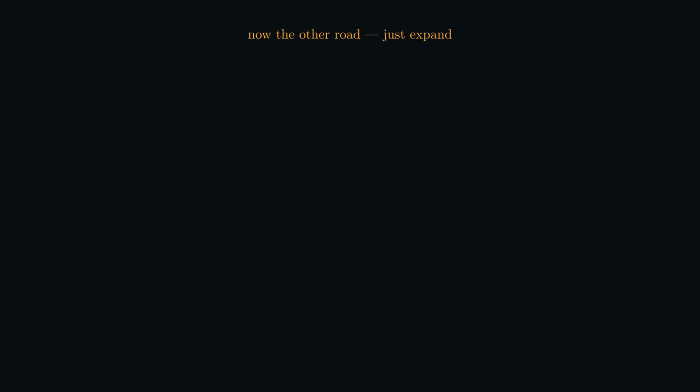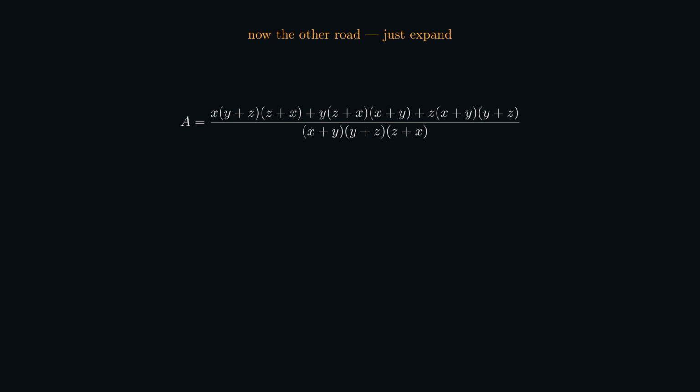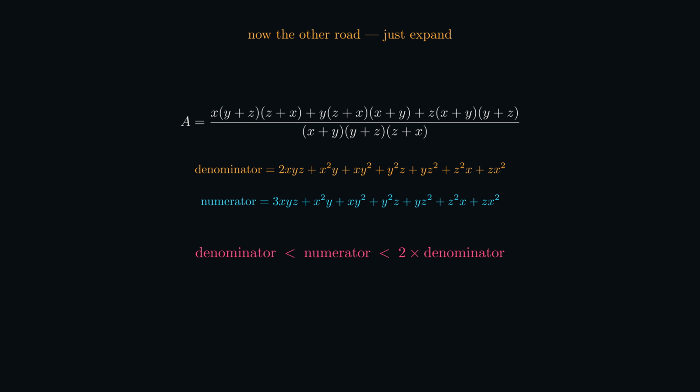Now the other road, and here is where the argument turns on itself. Refuse to be clever. Put A over a common denominator and expand everything. The denominator becomes 2xyz plus x squared y plus xy squared plus y squared z plus yz squared plus z squared x plus zx squared. The numerator comes out as the same list of terms, except with 3xyz instead of 2.